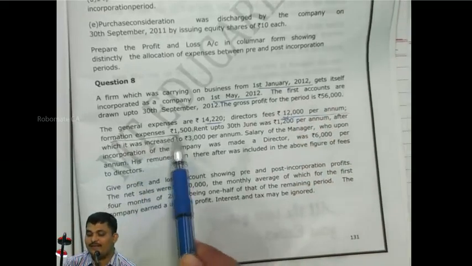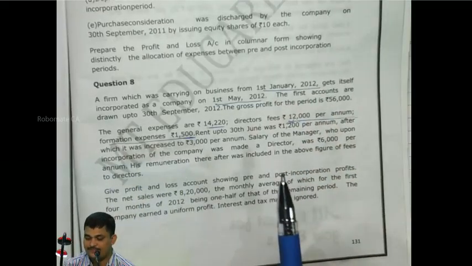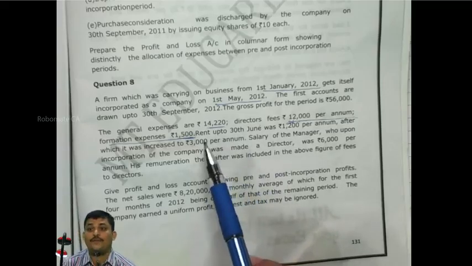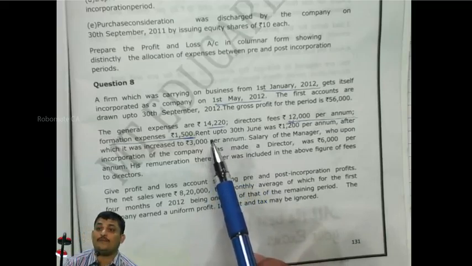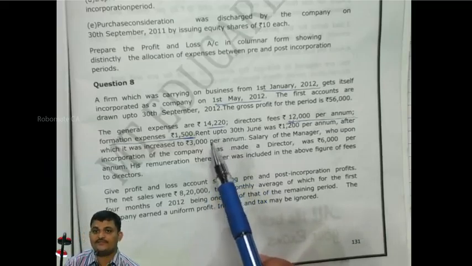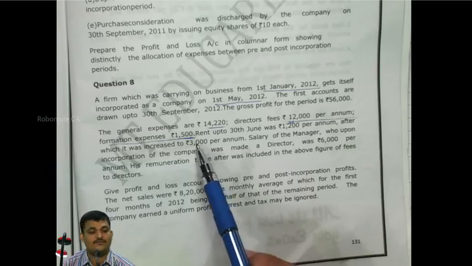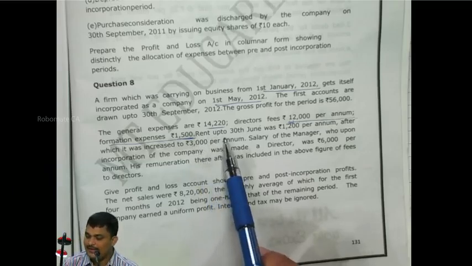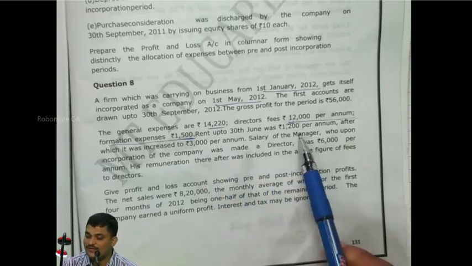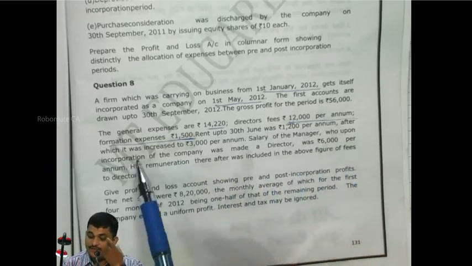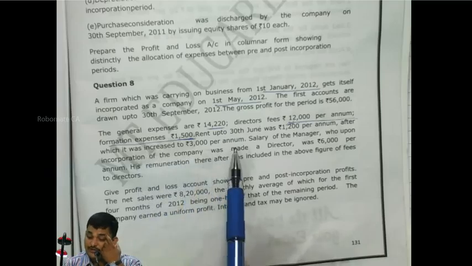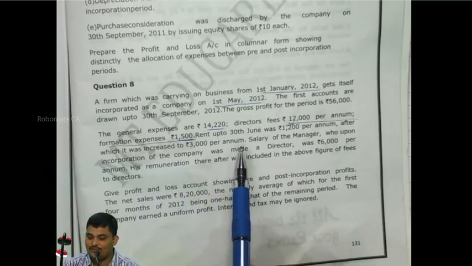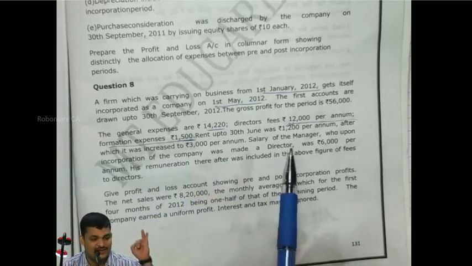Formation expenses, preliminary expense 1,500. Directly to post. Formation expense of the company is called preliminary expenses, which will be allocated directly to post. Rent up to 30th June was 1,200 per annum, after which it was increased to 3,000 per annum. So take the rent appropriately for 9 months, 4 months and 5 months, in a separate, specific working note.